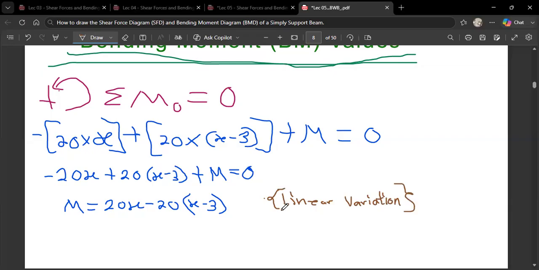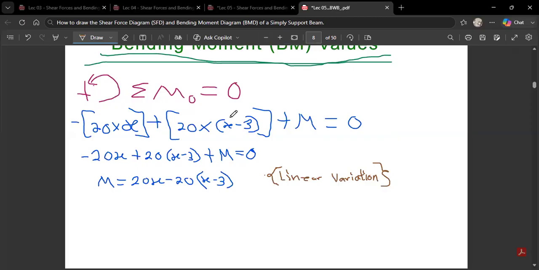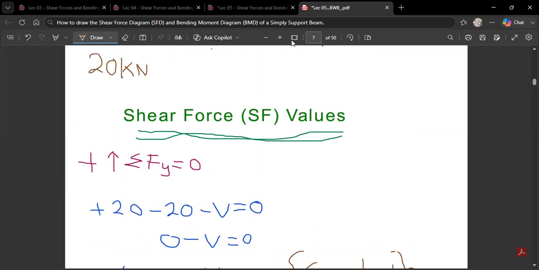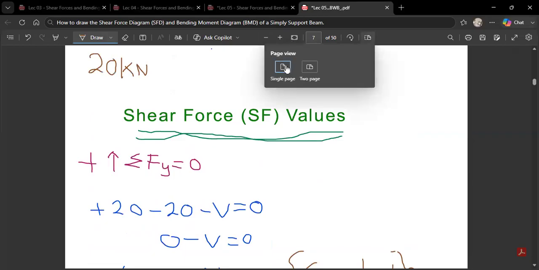You understand me? So that is it. So from here, what are we going to do? We're going to compare this to the intervals. We are going to do at x is equal to what? 3 meters. Let me show you with 2 pages.